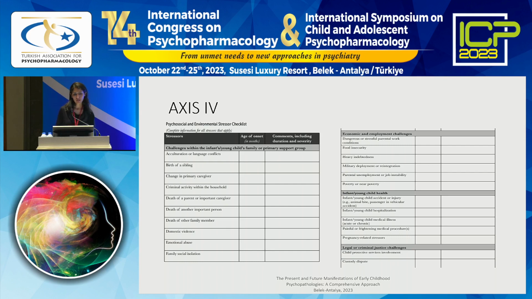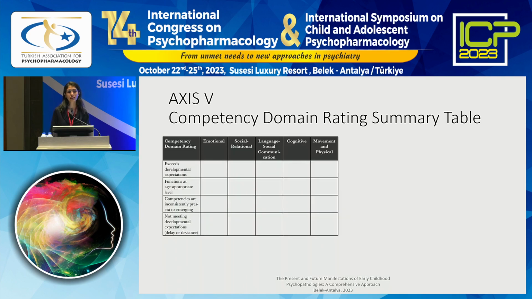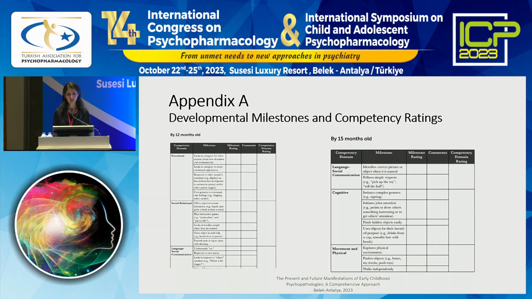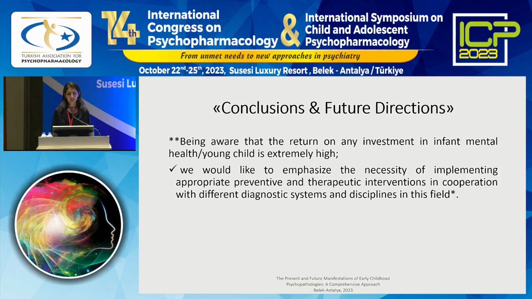In axis 4, the psychosocial and environmental assessor checklist, like the primary support group, economic or criminal issues, it could be minority and other issues. Axis 5, the recent one, is the competency domain rating summary table. It is mostly whether exceeding developmental expectations, whether there's any inconsistency. And what is good about this book is that month by month, up to 12, up to 15 months old, there's guidance saying what the children should do for emotional, social, relational, language, and social communication.